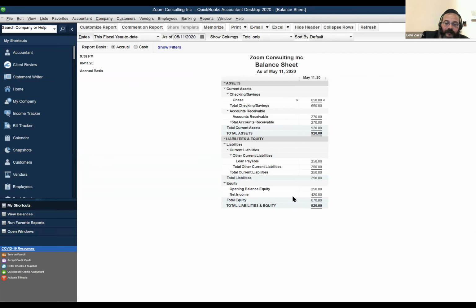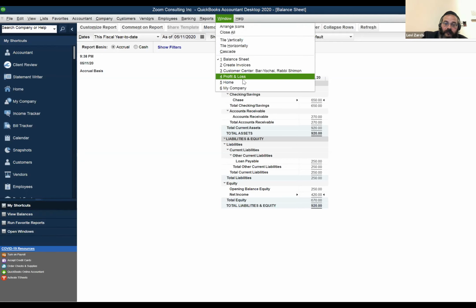If it's not the first year in business, the equity will stay there. You always know what you open with, $250. The $420 will become retained earnings, and next year's profit will be the new net income. So you see that the profit and the expenses all net out in the profit and loss document.